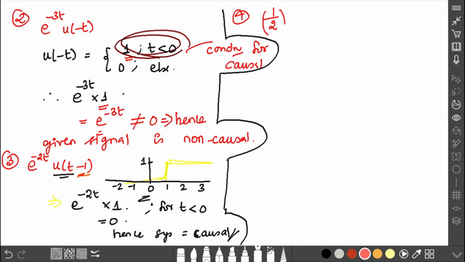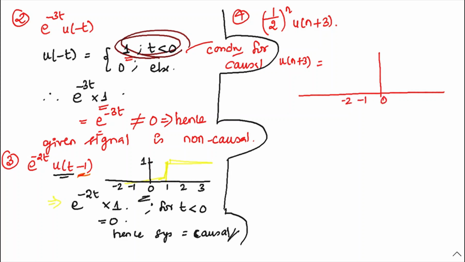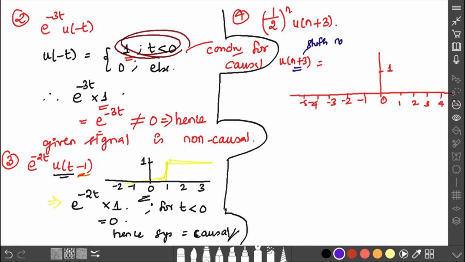Again one more example: 1 by 2 whole power n, u of n plus 3. So u of n plus 3 is nothing but the unit step shifted 3 units to the negative side. It can be drawn like this: 0 to 1, 2, 3, 4, 5 to the right, and 0, -1, -2, -3, -4, -5 to the left, with a unit step signal having amplitude 1. For n plus 3, the signal is drawn like this blue shaded signal, where the value is equal to 1 for n greater than -3.